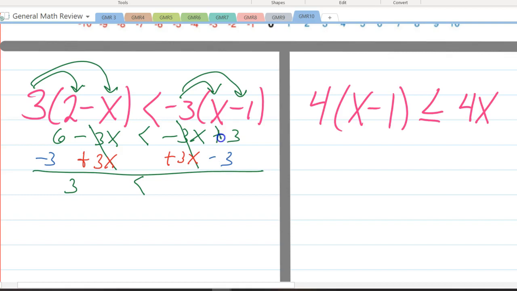Those x's canceled, and those 3's canceled. Well, the only thing that's left is a 0. Is 3 less than 0? The answer is no. 3 is not less than 0. Because that is a false statement, we would say there are no real solutions.